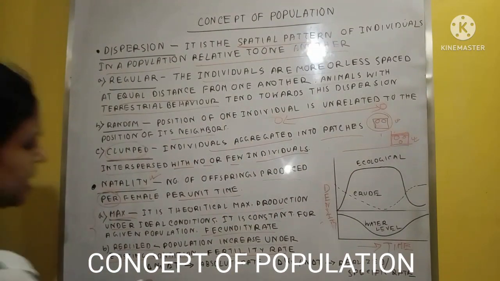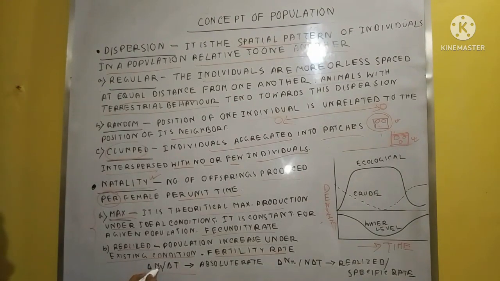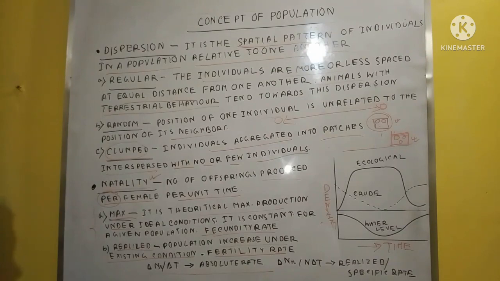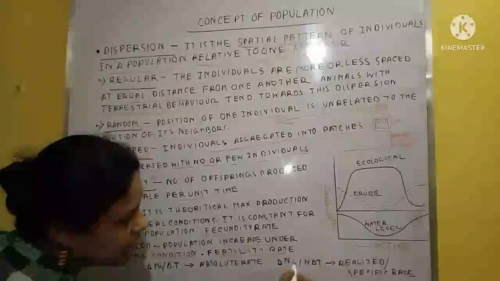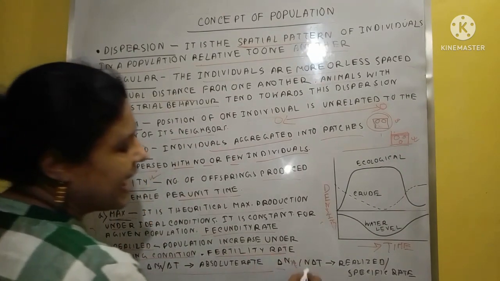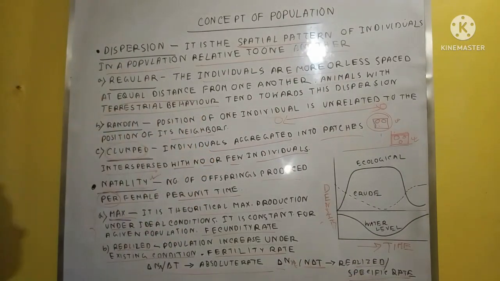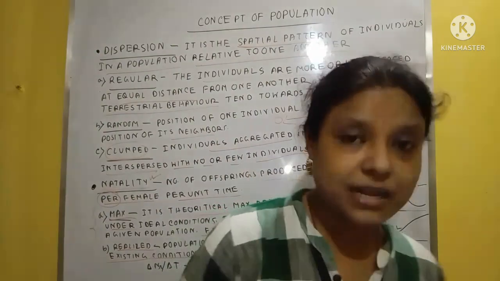The formula is: delta capital N by delta t, the change in number per unit time, is called the absolute rate, or the fecundity rate. And delta N by N delta t is called the realized or the specific rate. So this is natality. Now we will learn about mortality.